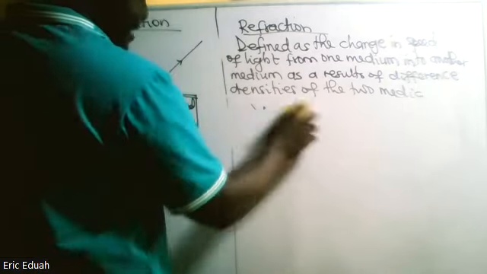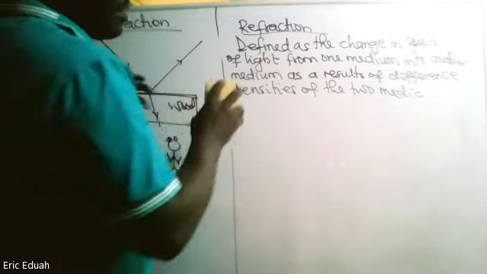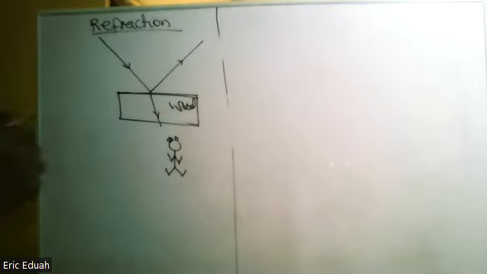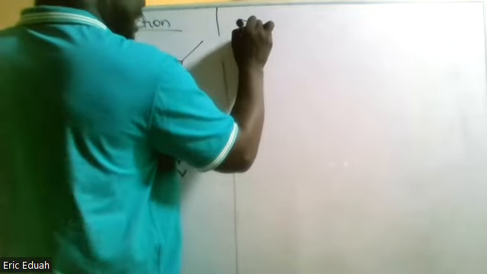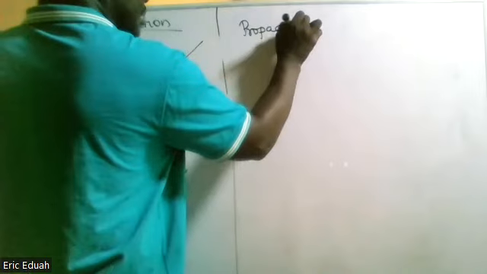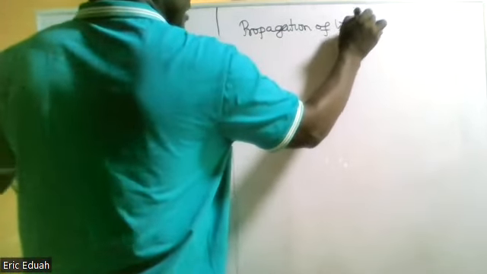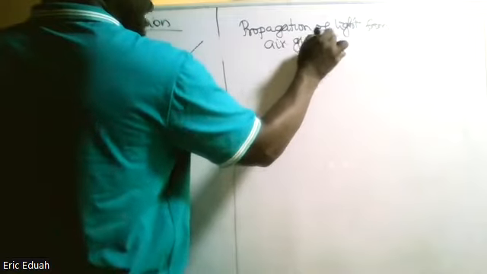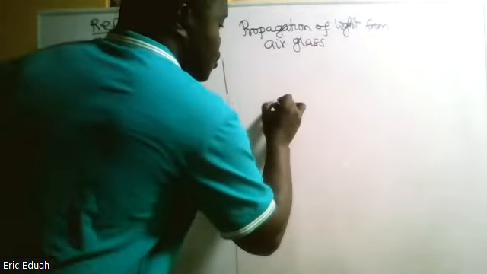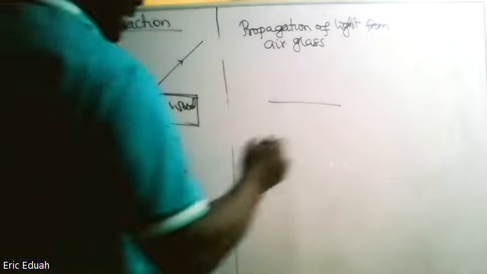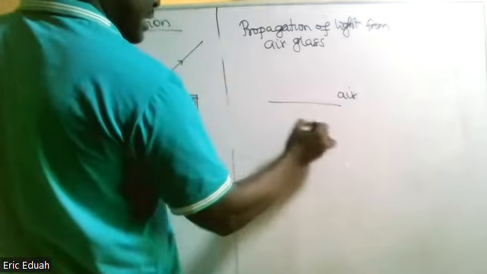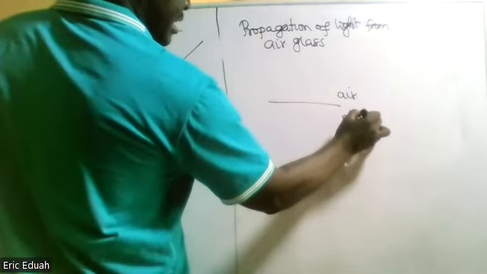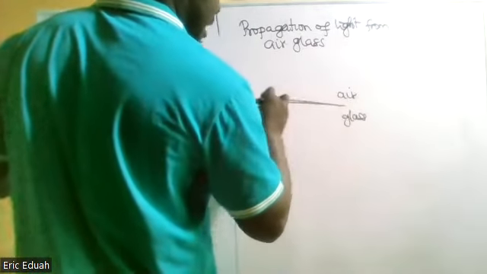Now let's look at what happens when light is moving from one medium into another. Let's look at light moving from air to glass. When light is propagated from air to glass, what happens? So we have two media. The first medium is air, and then the second medium is glass. There is a boundary between the two media, or the interface.